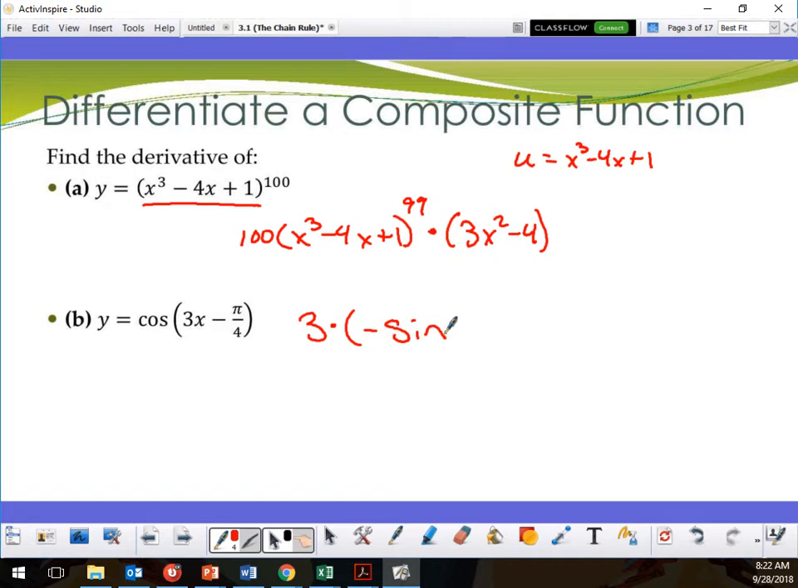Do I change the inside, though? No. I am not going to change the inside. Just like I did up here. I didn't change the inside, right? So this is going to be negative sine of 3x minus pi over 4. And the only thing I would do to clean that up is turn that into what? Negative 3, right? So that's going to be a negative 3 sine of 3x minus pi over 4.